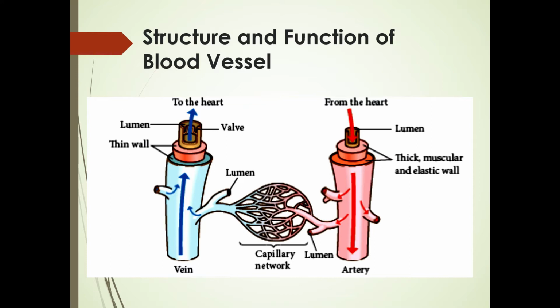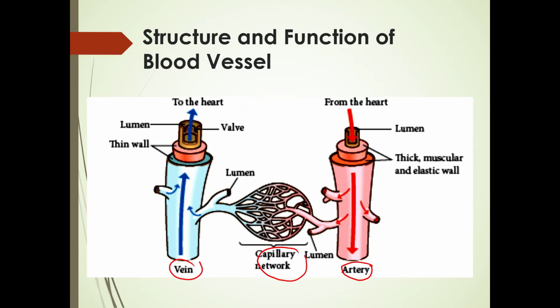Before this, we already know the function of each part. After that, we have to know how the blood is transported to all parts of our body. Actually there are three types of blood vessels here. The first one is the vein, then the blood capillary, and the artery. So these are the three types of blood vessel, and each blood vessel carries a different function.